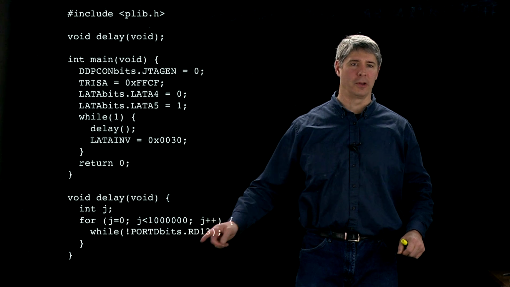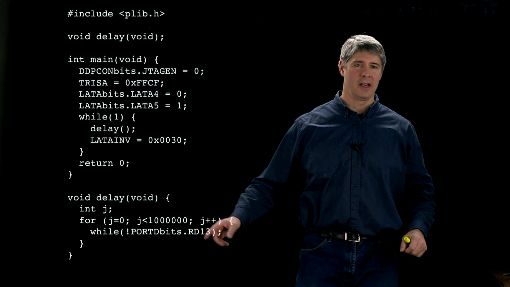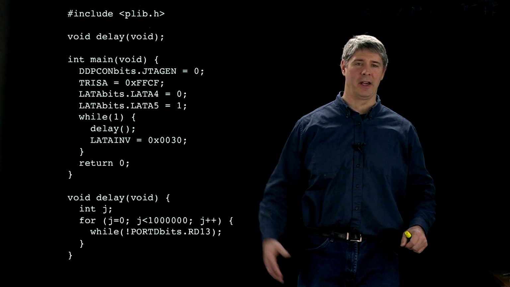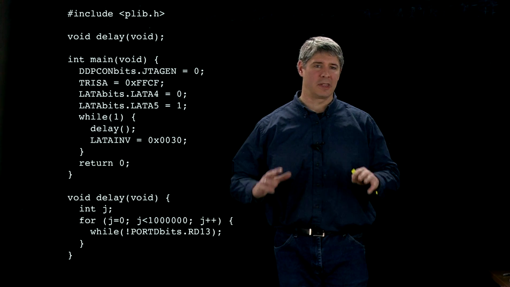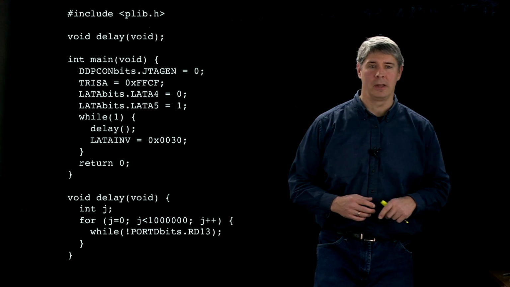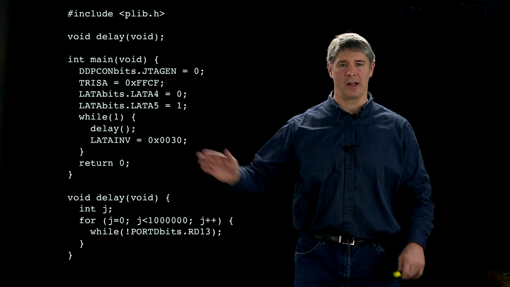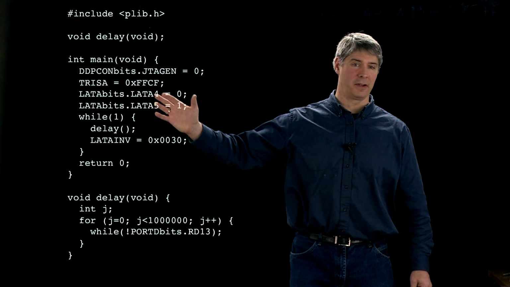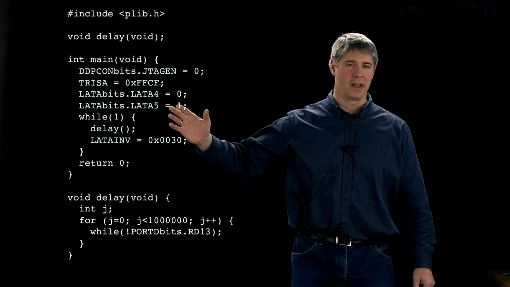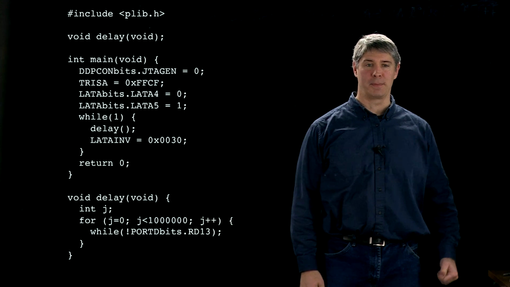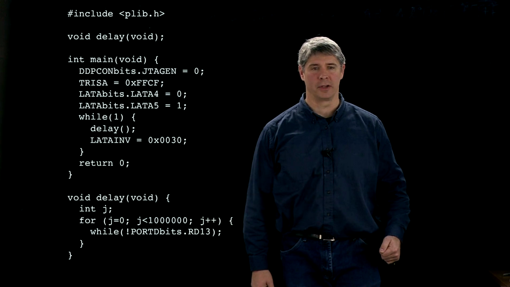Then you go back through the for loop, and once you've done it 1,000,000 times, you come back up here and change the value of lat_a_inv. Okay, so that's all the program does, very simple. The only thing that makes it interesting is that all of these variables, which you can see we never defined, we just started using, correspond to special function registers on the PIC32.